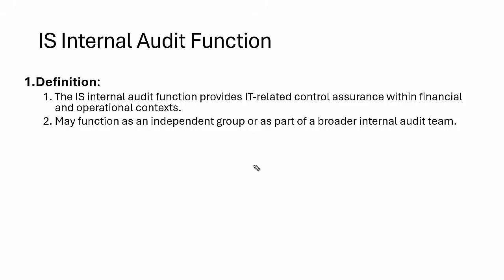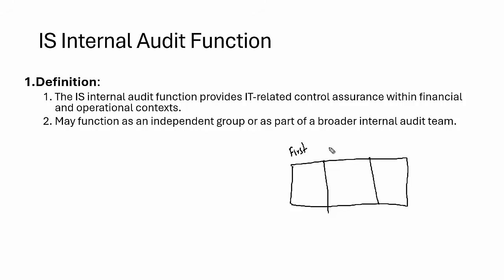Before I move to internal audit functions and all that, let me first explain again the three lines of defense, how the business works. So this is your business. We have three lines here: the first line, the second line, and then the third line. In the first line, for example, we have an operation team like employees and managers.